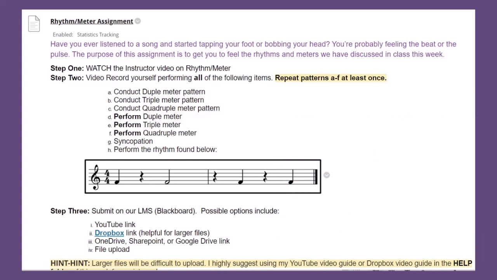Duple meter. Remember, it is 1 strong beat and 1 weak beat. If we perform it, it would sound like this. Remember that the speed stays the same. Triple meter and quadruple meter would be in the same fashion.